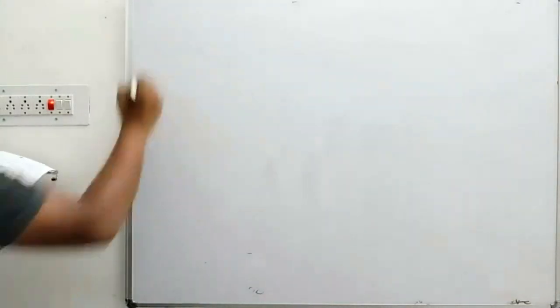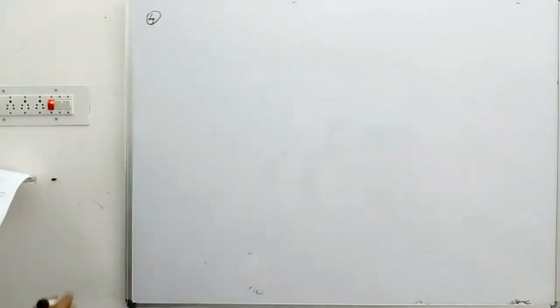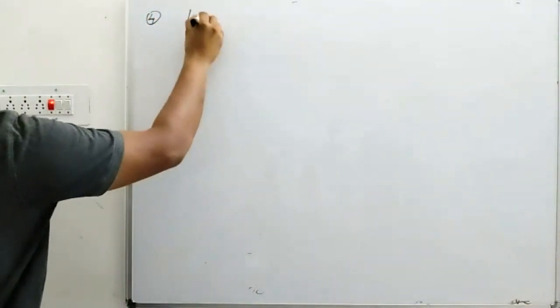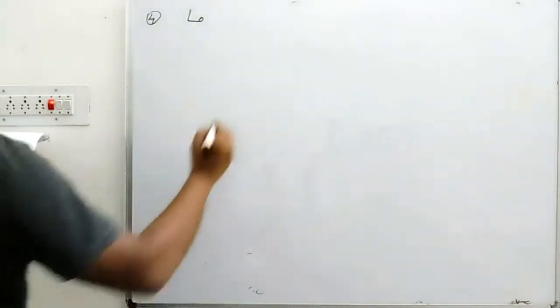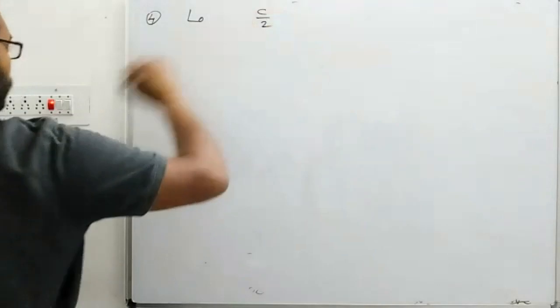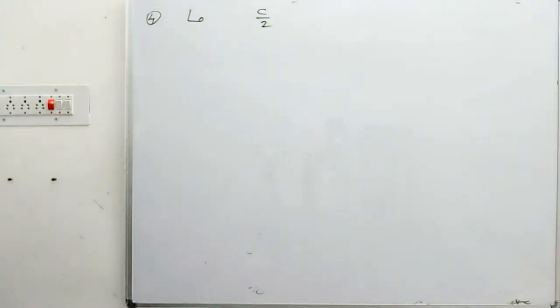Here is a problem using length contraction. A rod of length L0, where L0 means proper length, moves with speed c by 2 with respect to an observer such that the velocity of the rod makes 45 degrees with its length. Find the length of the rod measured by the observer.